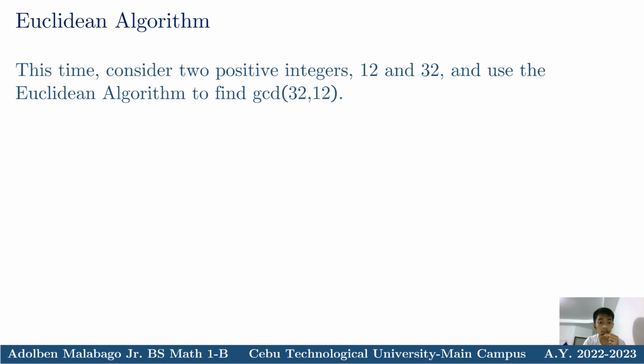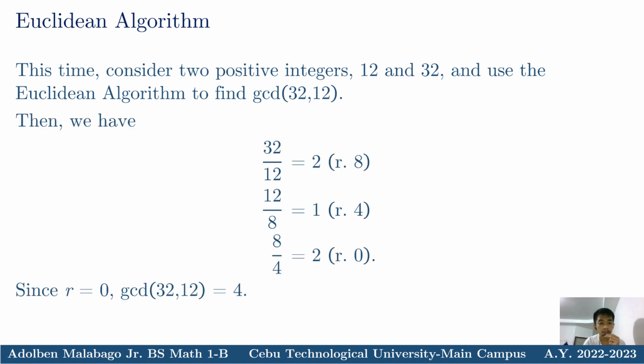So this time, consider two positive integers, 12 and 32, and use the Euclidean algorithm to find the GCD of 32 and 12. Here we're going to repeat the process we did earlier with 18 and 84 and apply it in finding the GCF of the integers 12 and 32. Since 32 is greater than 12, 32 will be placed on the numerator, while 12 will be placed on the denominator. So here we have 32 divided by 12 is equal to 2 with a remainder of 8.